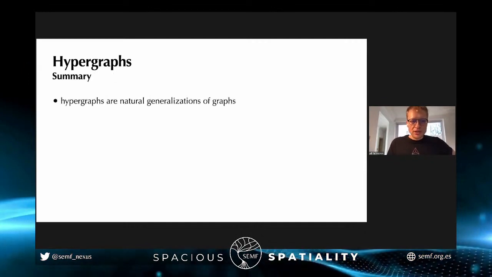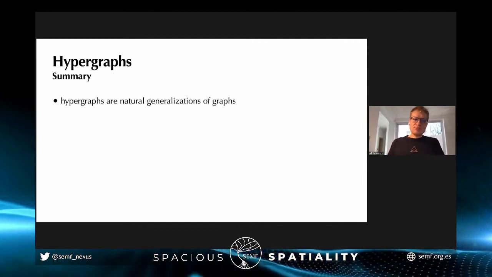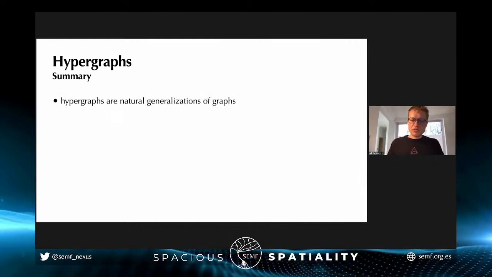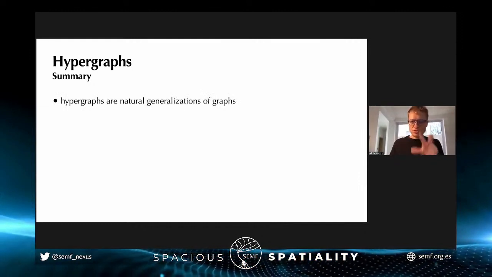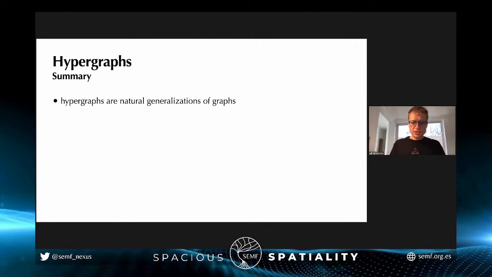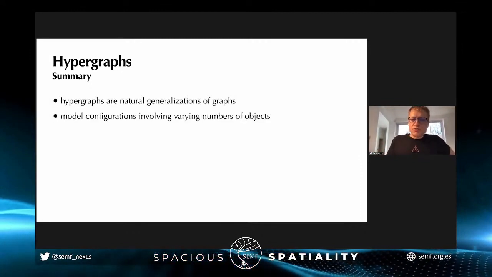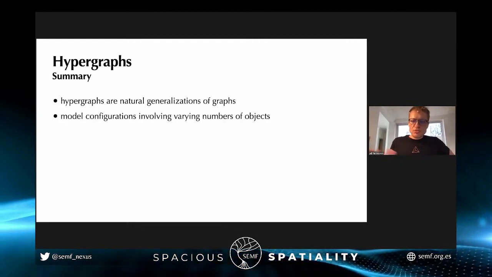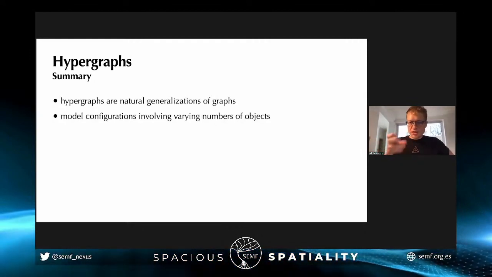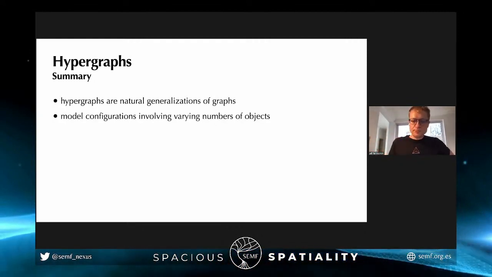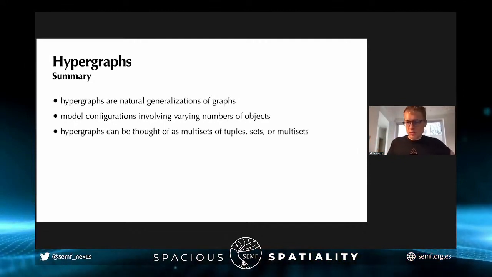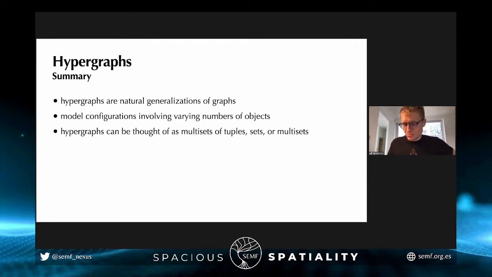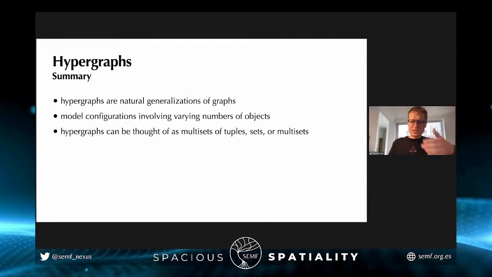Okay. So the summary of this section is hypergraphs are natural generalizations of graphs in which edges are not just two vertices at a time, but any number. They model configurations of things where the number of things that are involved, that are connected together, can vary. You can think about them as multisets of tuples or sets or more multisets, in other words, multisets of multisets.